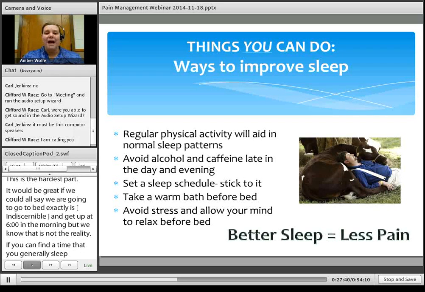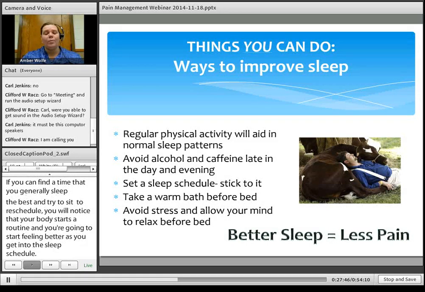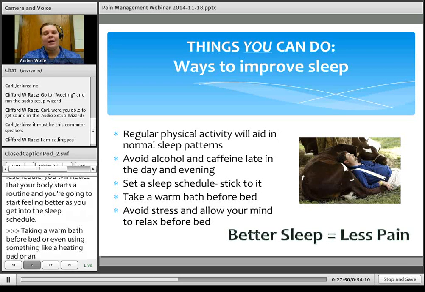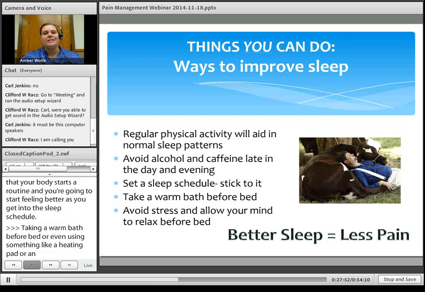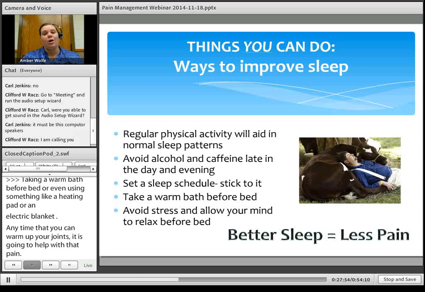Taking a warm bath before bed, or even using something like a heating pad or an electric blanket. Anytime that you can warm up your joints, it's going to help relieve the pain. But you do want to be careful because if there is an instance of rheumatoid arthritis where there's already heat in the joints, you don't want to apply more heat to those.